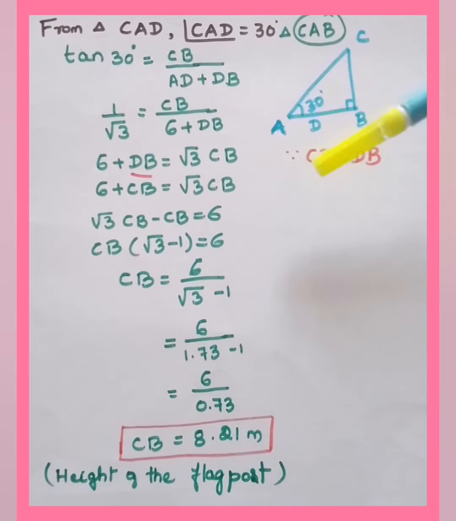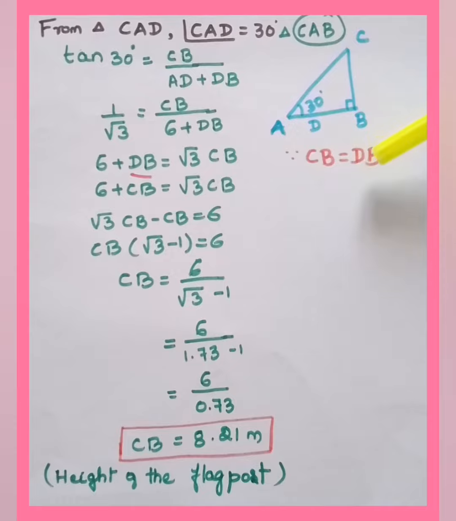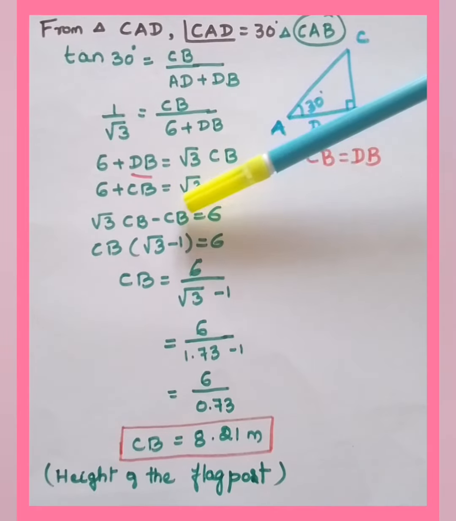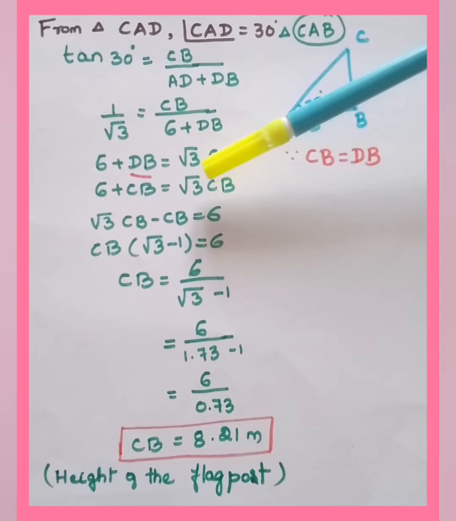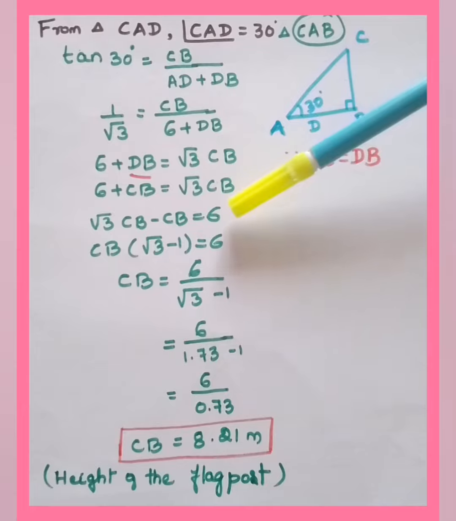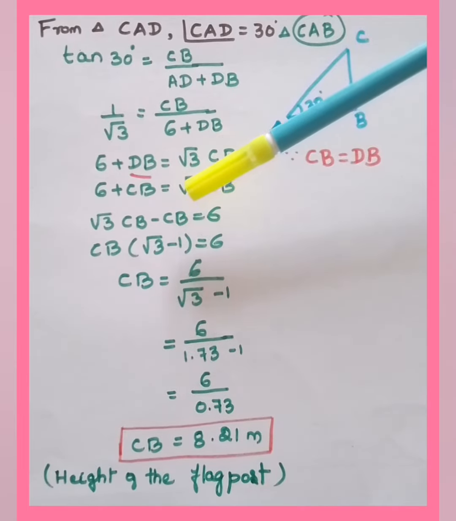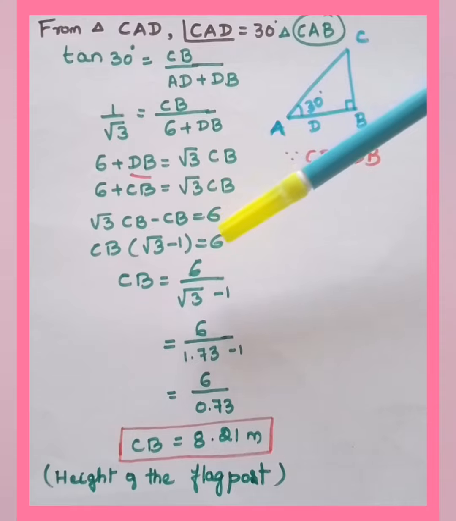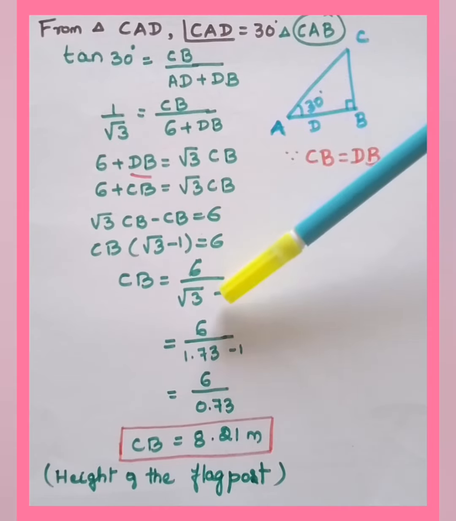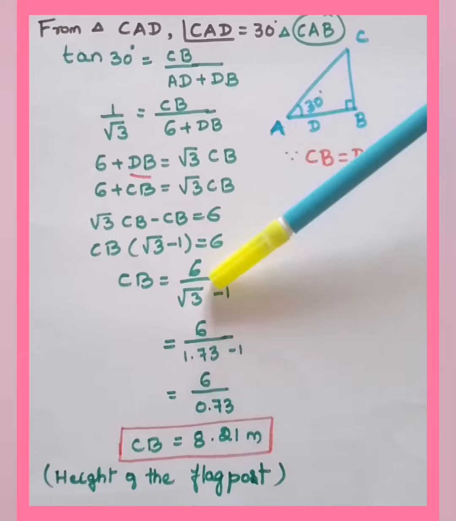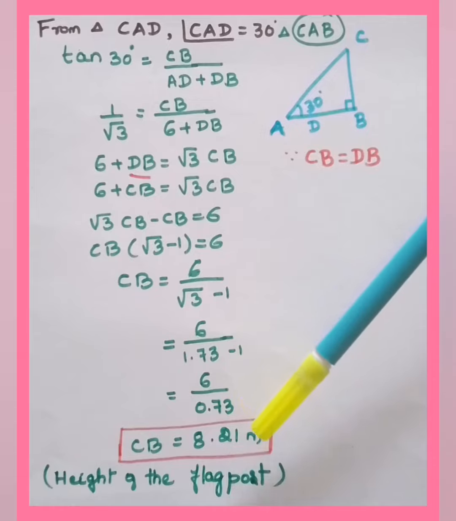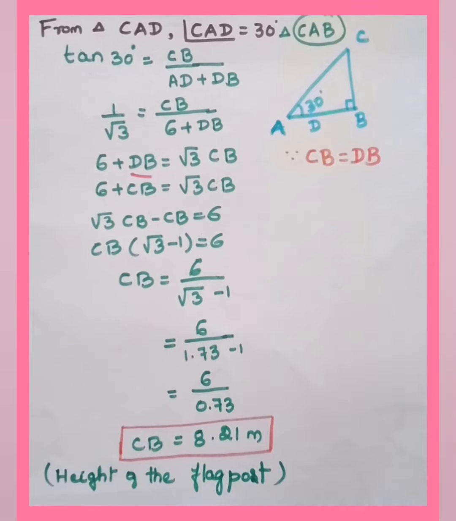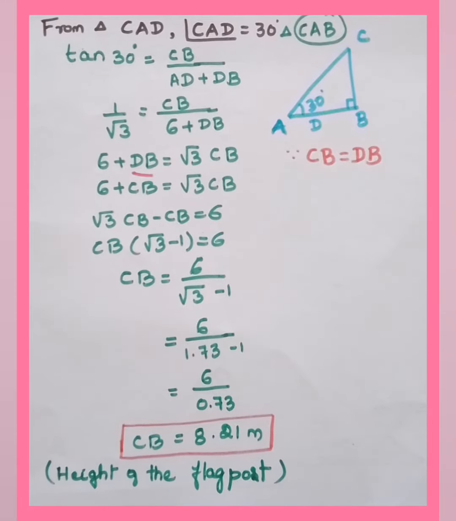We have already got from equation 1 that CB is equal to DB. Substitute that value of DB here as CB. So here on both sides you have CB, which is common. Simplify further. Root 3 CB minus CB is equal to 6. CB is common, take it out. So CB times (root 3 minus 1) is equal to 6. So CB is equal to 6 divided by root 3 minus 1. Again on substituting the value of root 3, we get 6 divided by 0.73. Again on simplifying we get the answer as CB is equal to 8.21 meter. Therefore this is the height of the flag post.